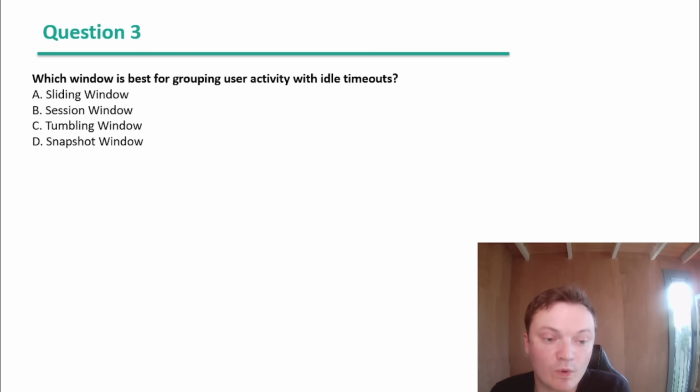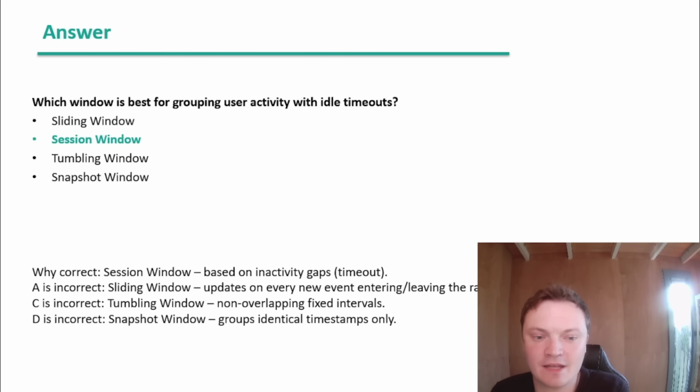Question 3. Which window is best for grouping user activity with idle timeouts? A. A sliding window, B. A session window, C. A tumbling window, or D. A snapshot window? And the answer to that is a session window, as it is based on inactivity gaps.